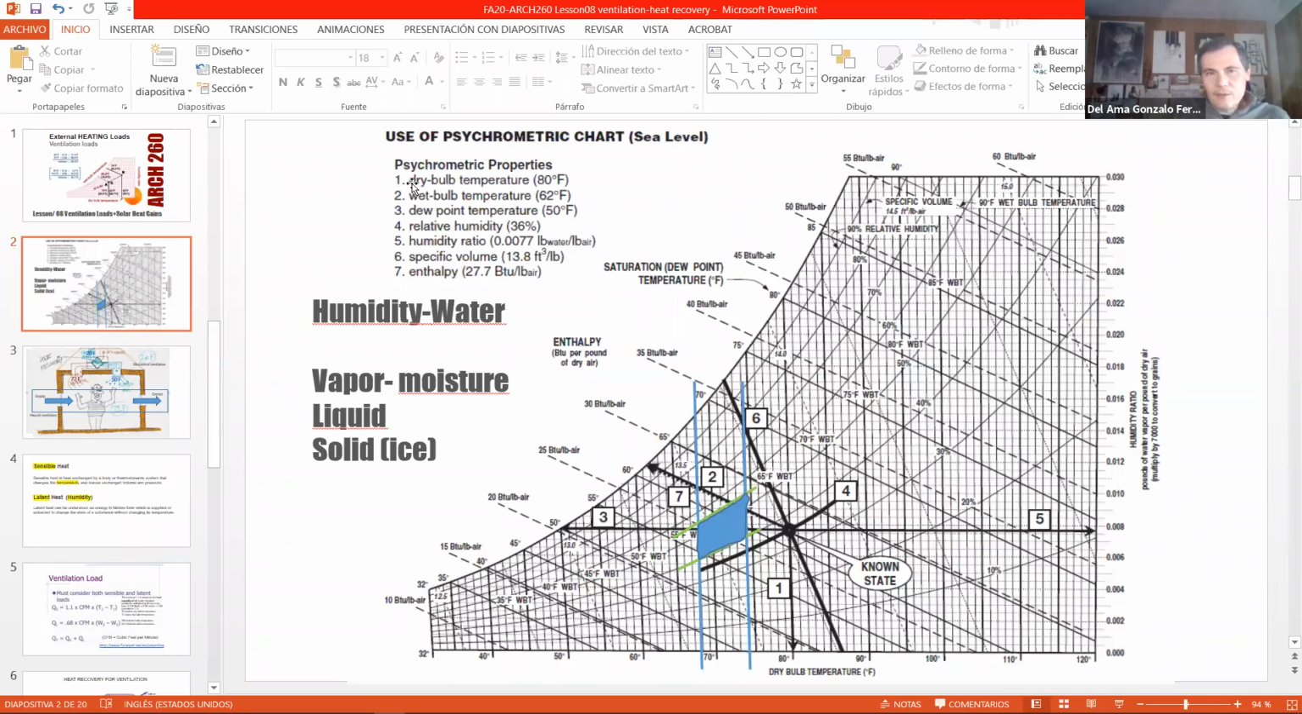The first thing is the dry bulb temperature. We know what dry bulb temperature is. It's the temperature that we measure, the air temperature. When we have a thermometer, we place the thermometer in the middle of the room. This is the dry bulb temperature.